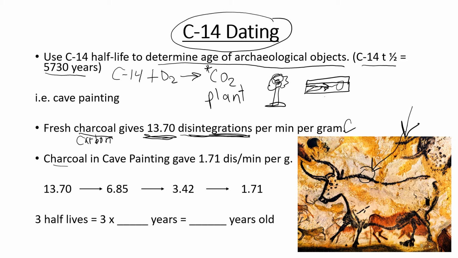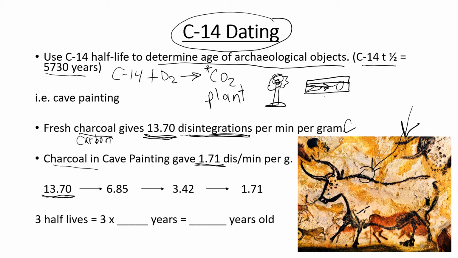And when we measured that, we found it gave 1.71 disintegrations per minute, which makes sense because the older it is, there's going to be less carbon present because it's been decaying into something else. So we can figure out how old this cave painting is by using our half-life method. So instead of saying a quantity like how many grams, we can just say we're starting with disintegrations of today of 13.70 disintegrations per minute per gram.